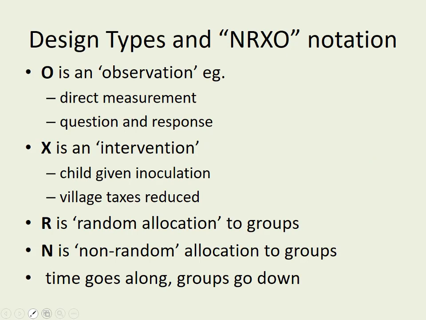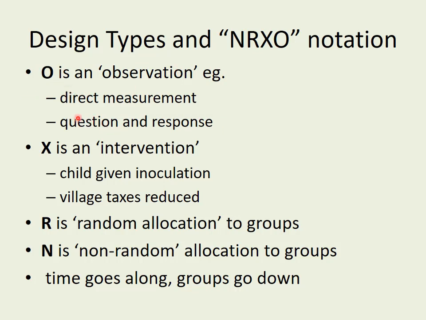As an aid to doing this, there's a shorthand or a way of diagramming different design types that's used by some writers. Again, it's not very consistent, but I think it's helpful to get an idea of how different features of research design fit together. And in this shorthand, NRXO, O stands for any kind of observational measurement.